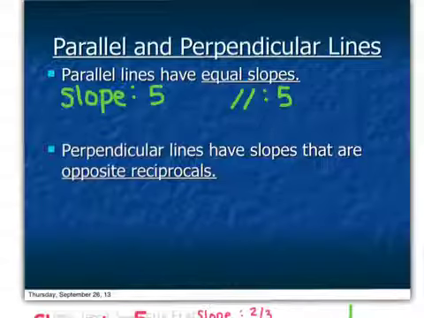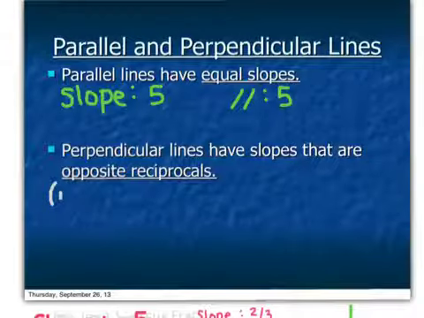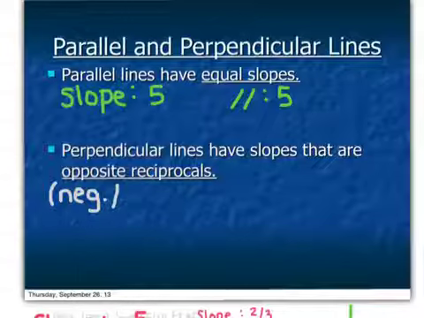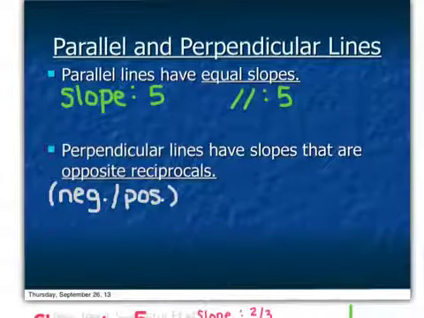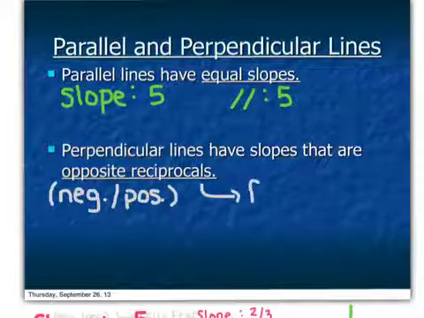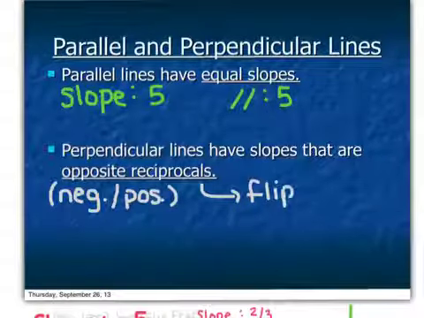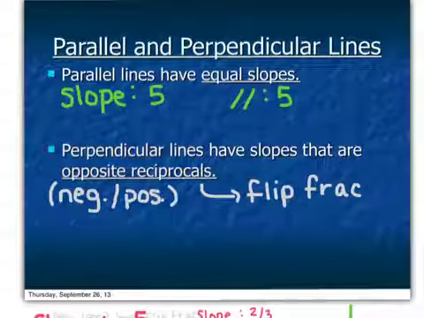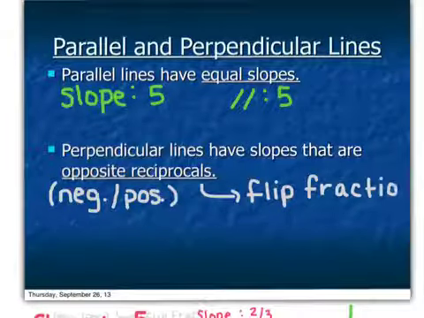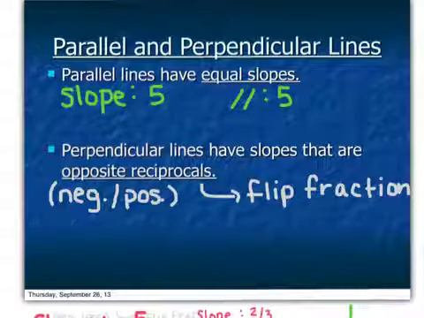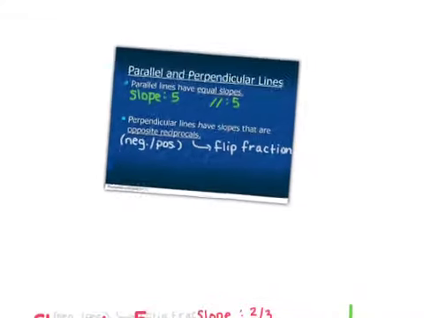And let's sort out what these words mean. Opposite means, in math, like negative and positive. So if a number is positive, you make it negative. If a number is negative, you make it positive. And reciprocals mean to flip your fraction over. Okay, so it's important to have those straight first. Okay, I'm going to do an example of that so you can see what I'm talking about.